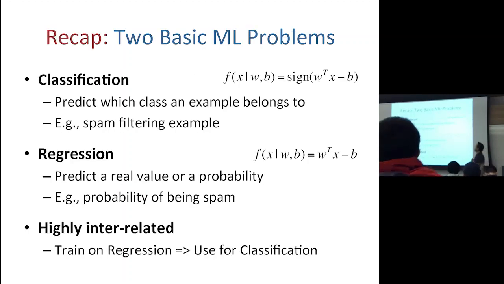Just to recap, these are the two basic machine learning settings for supervised learning. Classification, where the goal is to predict a small number of discrete classes, in the simplest case 2 discrete classes, so just the sign of the scores. And regression, where the goal is to predict a real-valued number. The two are highly related. Oftentimes, when you train a model for classification, you're also implicitly training some sort of regression model because it's smooth and therefore differentiable.